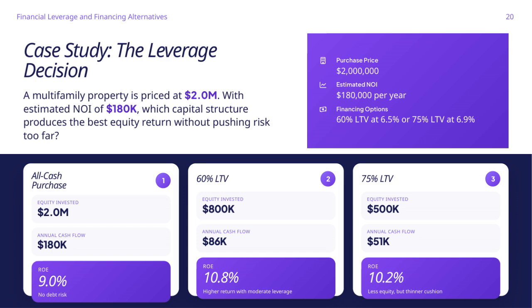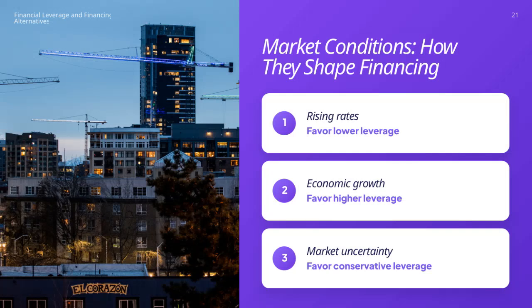The ideal choice balances maximizing return while managing risk thoughtfully. Let's talk about how different market conditions influence financing decisions, especially when it comes to financial leverage. First, rising interest rates typically encourage a more cautious approach. Higher rates increase borrowing costs, so companies tend to favor lower leverage to avoid excessive debt burdens.